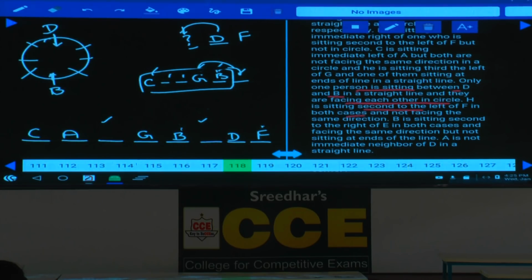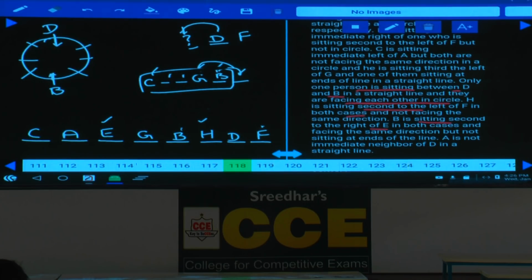And H is seated second to the left of F in both the cases. Now H here is finalized. If H is here, E here is finalized. Done with this? Now the row arrangement has been finalized. Now we need to identify this B. B is seated second to the right of E in both the cases.